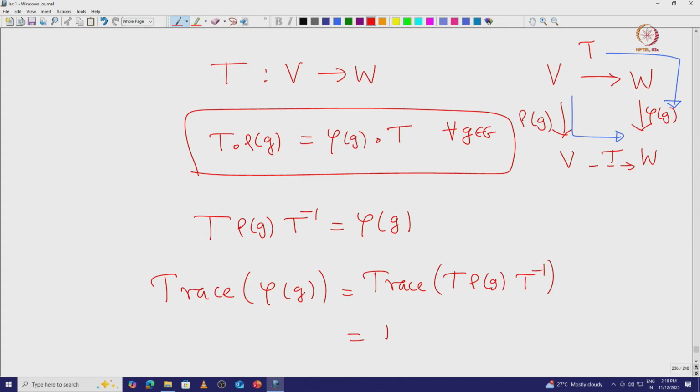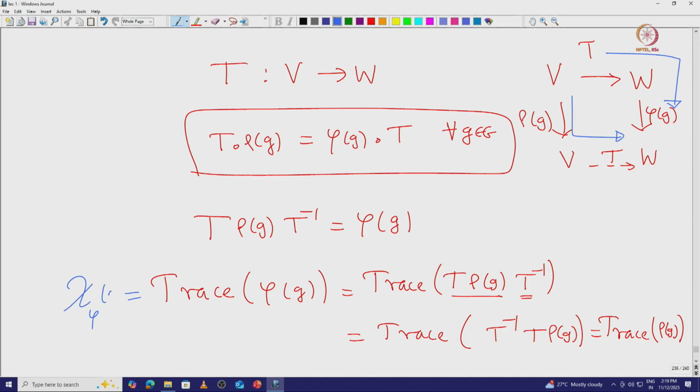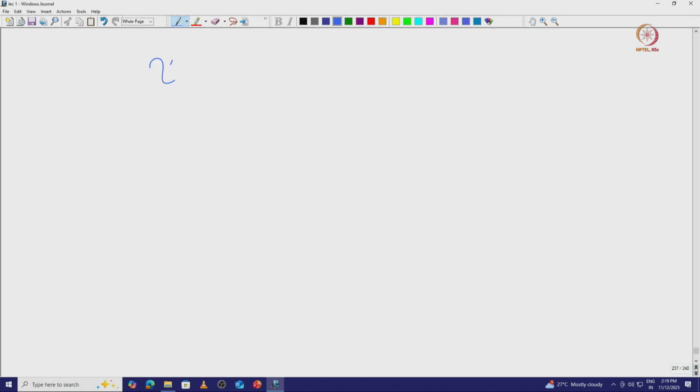Which is going to be equal to the trace of, using the property of the trace, we can actually switch these two. Then we get exactly T inverse T rho G. That is going to give us the trace of rho G. So that means this is the character value of phi, this is chi phi of G. On the other hand, we have chi rho of G. So from this we conclude that chi rho is the same as chi phi.